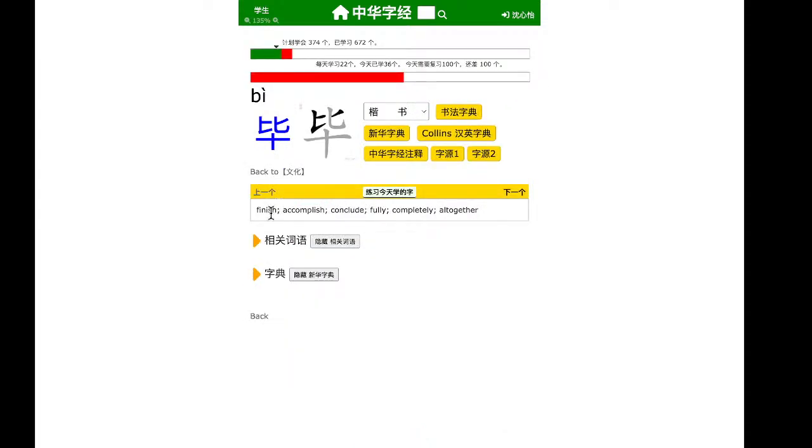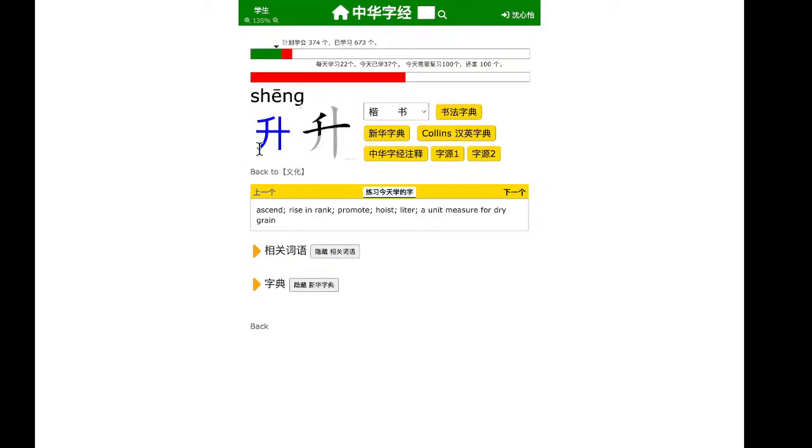B means to finish, accomplish, or conclude, fully, completely, or altogether. So like 毕业 is graduation, or you say 完毕 because 完 also means finish or complete. That's a compound word you put together to mean complete or finished or ended. But once again here, this is somebody's name. 毕生 is his name. 生 means ascend or rise in rank, promote. It's also a unit measure for dry grain. In old times, they used these units.